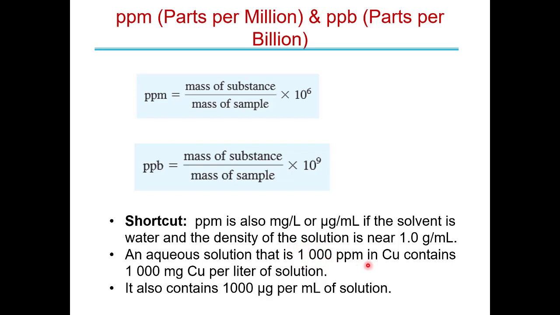So 1,000 parts per million in copper, what does that mean? It means that we have 1,000 milligrams of copper in every liter of solution. So just following this convention, 1,000 ppm would mean that we have 1,000 milligrams of what? Of copper in what? Per liter of solution. If we just had a milliliter of that solution, we would have 1,000 micrograms in 1 milliliter of that solution. So that's a useful shortcut in thinking about those solutions and making conversions between units, which we'll see in a bit.